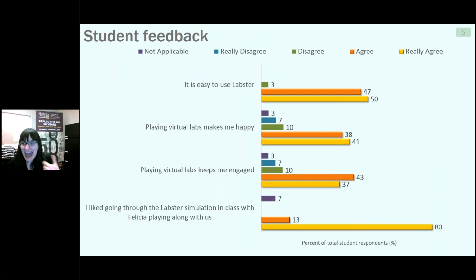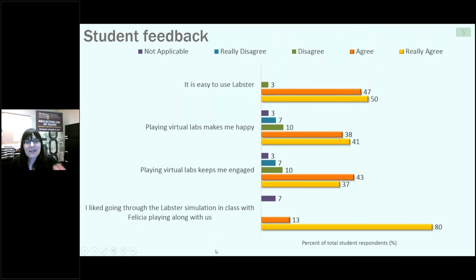I did manage to survey them as well. I really like to survey my students both informally as well as formally, just to make sure that what I think is happening in my classroom really is happening and it's not just in my head. So for example, on this slide, I've given the students a number of statements.